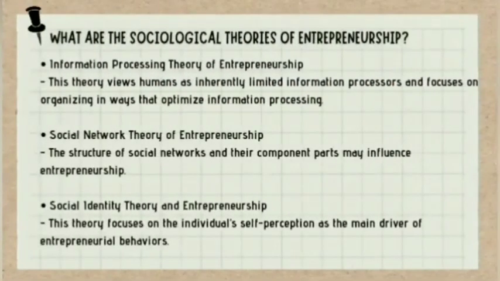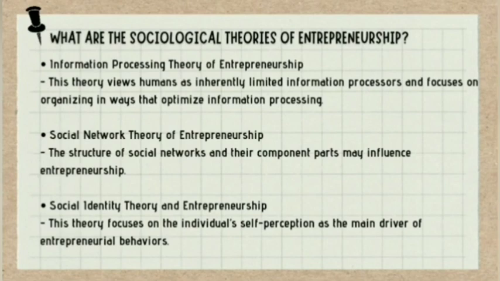Information processing theory of entrepreneurship. This theory views humans as inherently limited information processors and focuses on organizing in ways that optimize information processing. The theory of information processing is used to explain and predict the creation of new ventures. They start with the assumption that business environments produce information in varying quantities and varieties. For instance, a very simple environment might produce a small amount of very similar information, whereas a complex environment produces a large quantity of heterogeneous information.